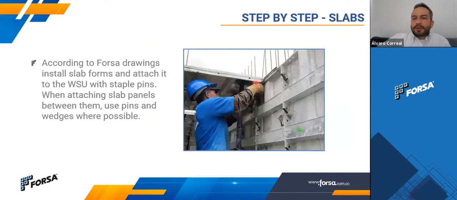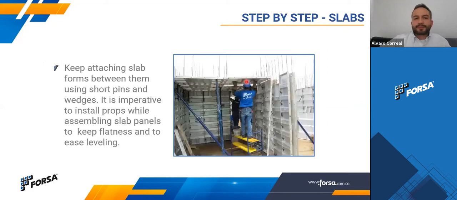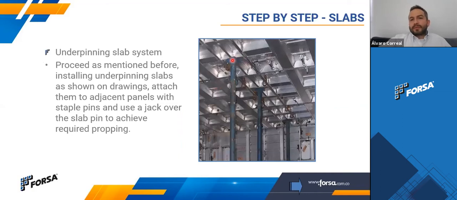Okay, after that, if you have already in place your corners, then you start installing the slab panels according to the plans and drawings that we provide you. That's it. So you go installing inside all the areas, and you use the props to be as level as possible. You install the underpinning slabs. Our drawings are going to show you where these underpinning slabs are going to be placed, and you put a jack above them.